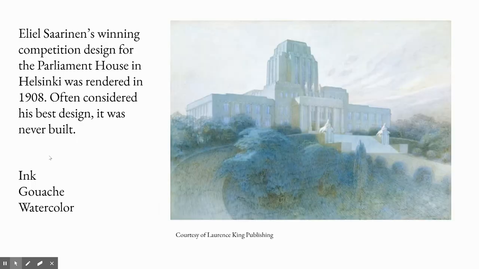This example is of a rendering done by Saarinen for the Parliament House in Helsinki. This architectural drawing uses ink, gouache, and watercolor. The different use of mediums adds to an atmospheric quality of this representation.